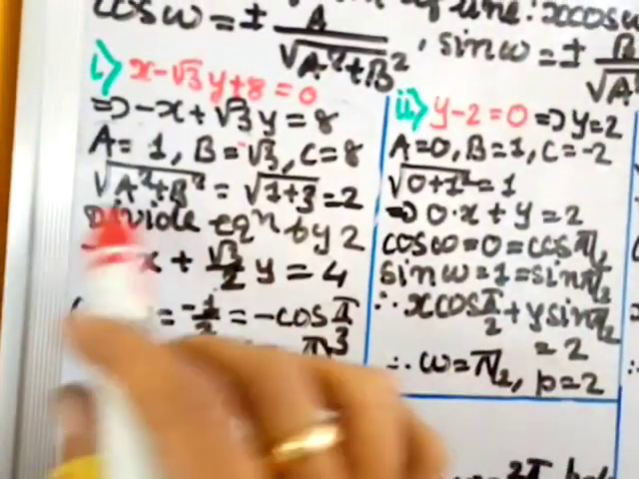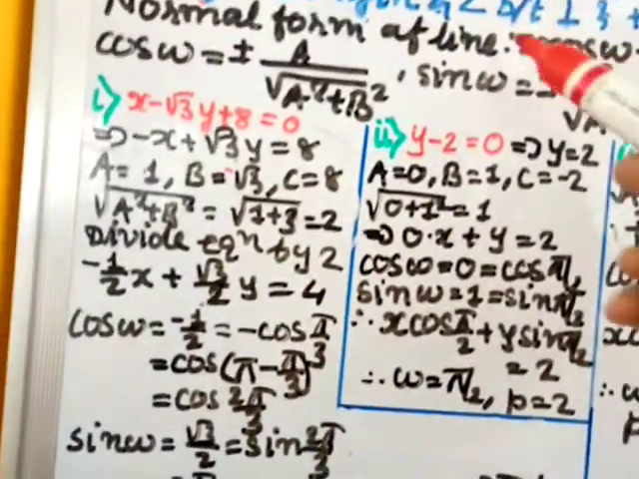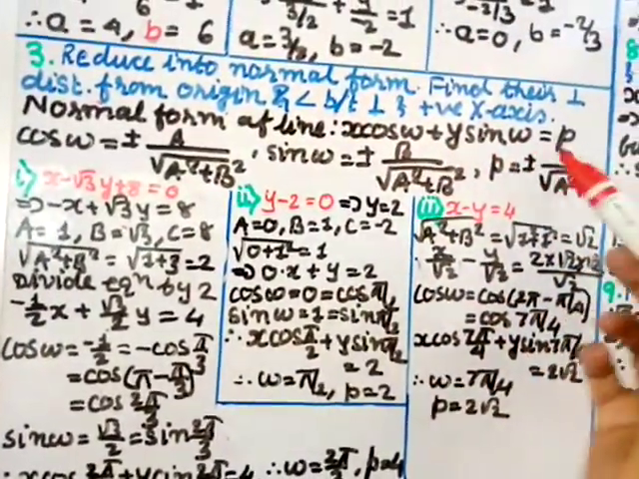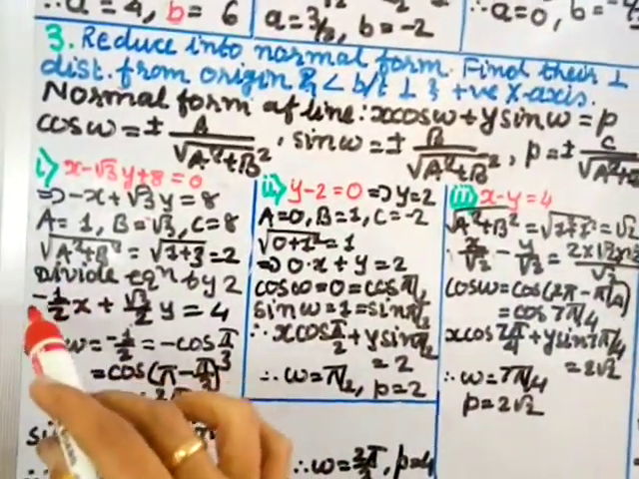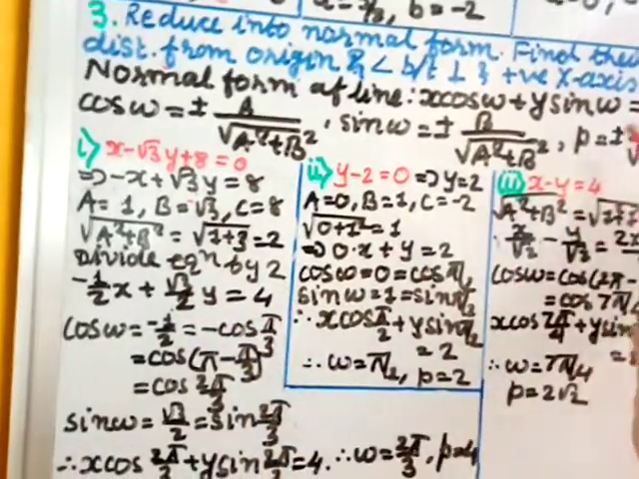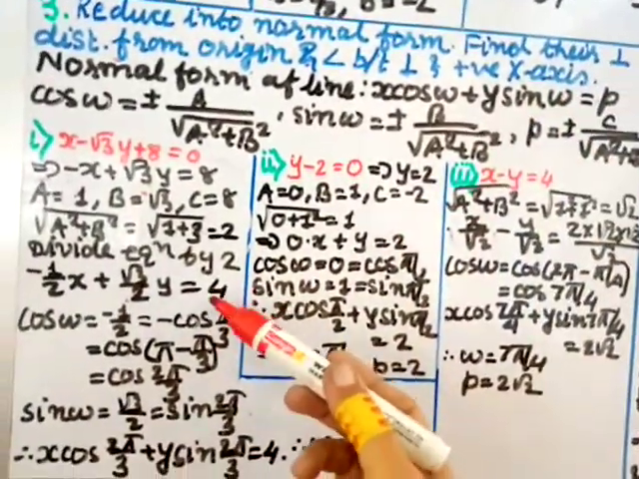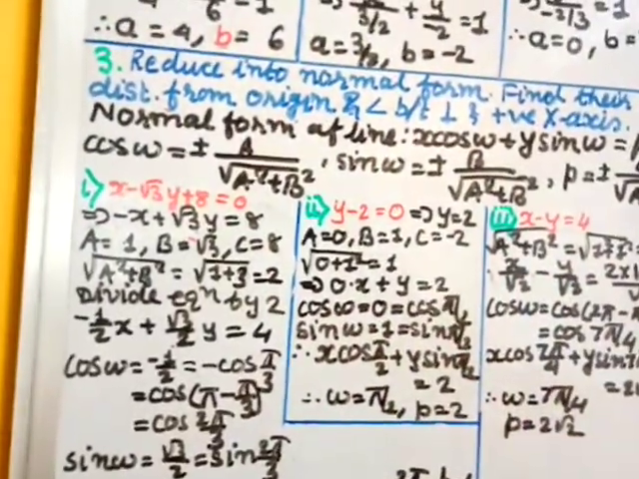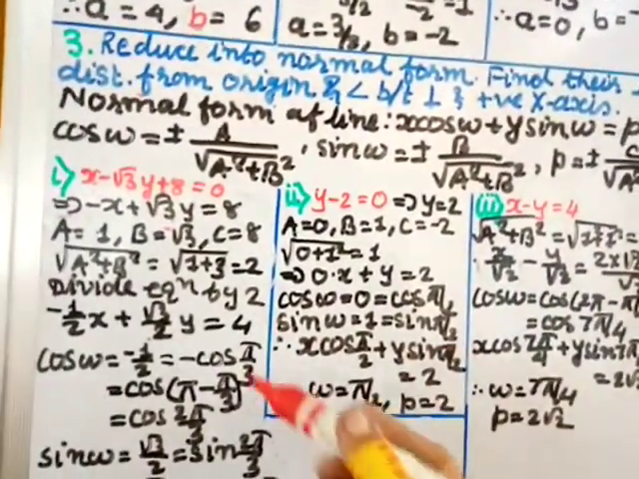Okay. Now we have to compare this equation with the standard equation, that is this one, x cos omega plus y sin omega equal to p. So that means this minus 1 by 2 value is for cos omega, root 3 by 2 value is for sin omega and 4 value is for p. Okay, so let us compare this and find the value of omega, and the p value is obvious, that is 4.